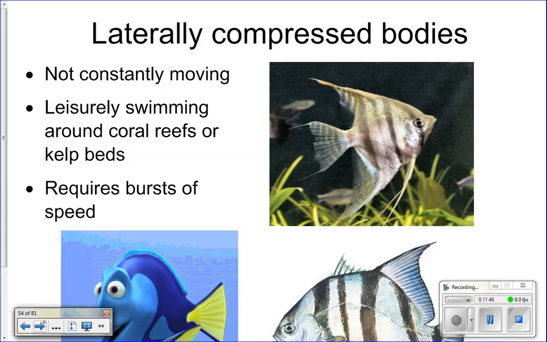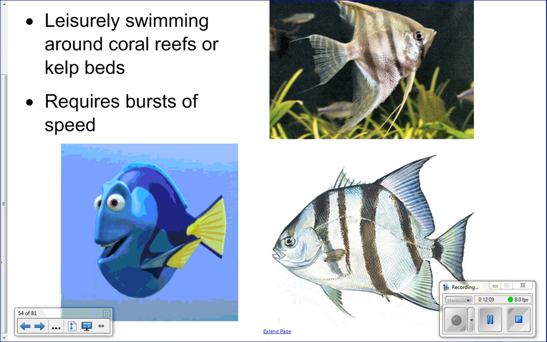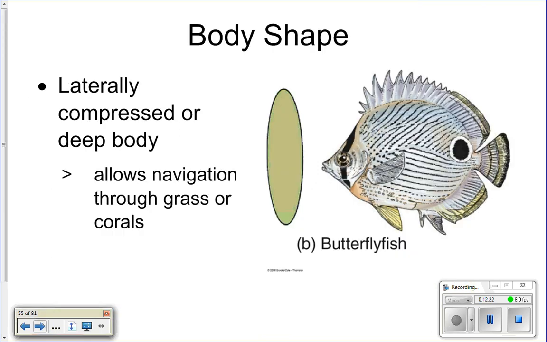Here's your laterally compressed body shape. These are the types of fish that are really good at swimming around obstacles. Living on a coral reef, you've got to maneuver through all sorts of coral. This body shape is really good for that, and also for kelp forests. Dory is our laterally compressed example animal. She's a blue tang. And here's another picture, a butterfly fish.